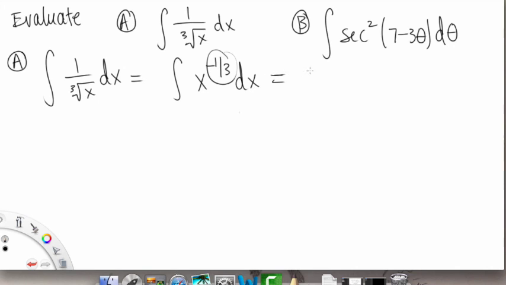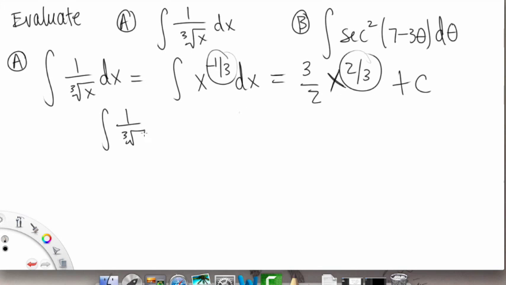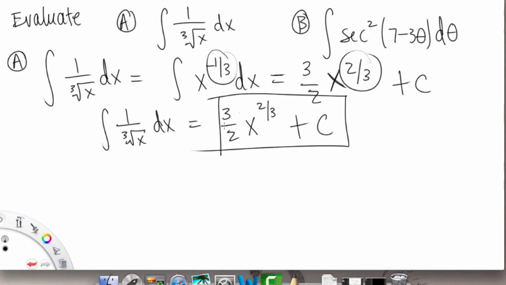To integrate this, we add a positive 1 to that exponent. So negative 1 over 3 plus 3 over 3, which is equal to 1, we get a positive 2 over 3. Then we flip that and put it in front, so we're going to have a 3 over 2 in front. Then we add our plus c. So the integral of 1 over cube root of x dx is equal to 3 over 2 times x to the 2/3 power, plus c because we're dealing with an indefinite integral.